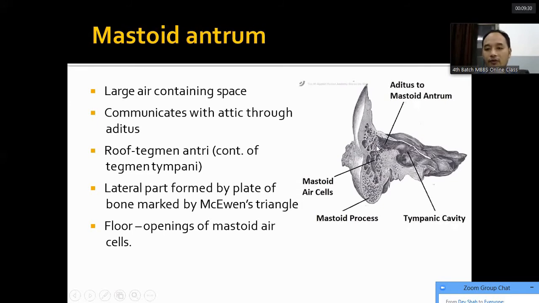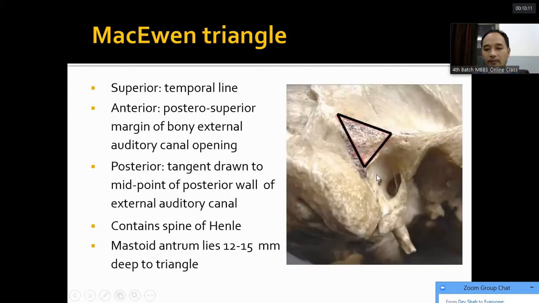The lateral part of the mastoid antrum is formed by a plate of bone. The outside part of the antrum is formed by the bony plate, which is surgically marked as MacEwen's triangle. The floor of the antrum opens into the mastoid air cells. All the mastoid air cells communicate to the mastoid antrum through the floor. And then it communicates to the tympanic cavity and through the Eustachian tube towards the outside. So air passes from the pharynx, Eustachian tube, middle ear, then antrum, then all this mastoid air cell system. So this is the MacEwen triangle.